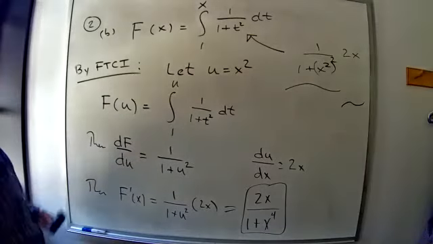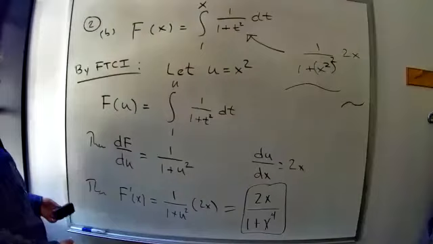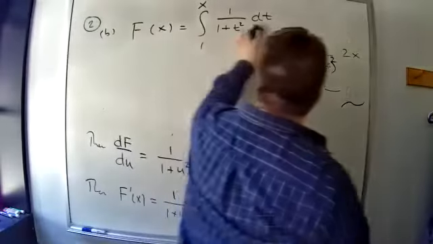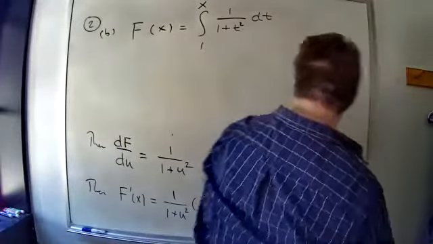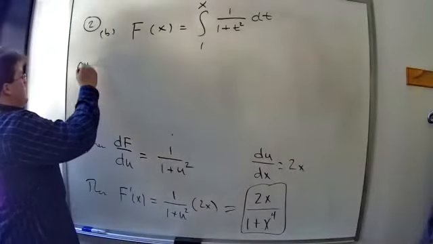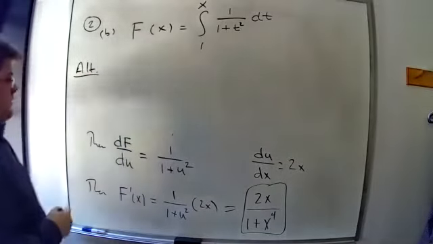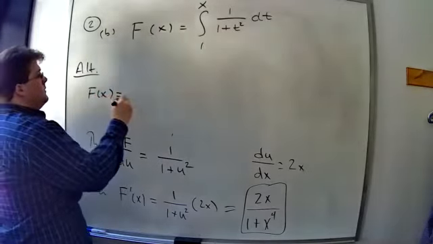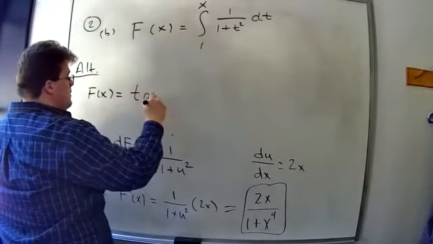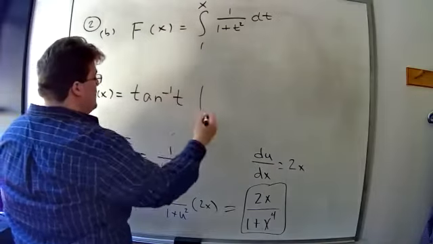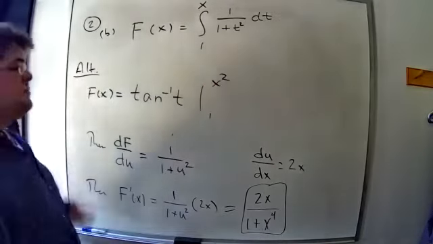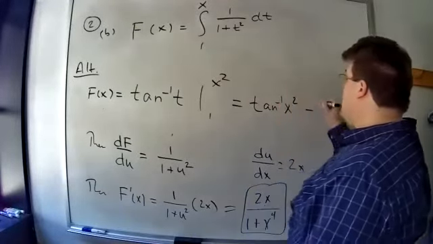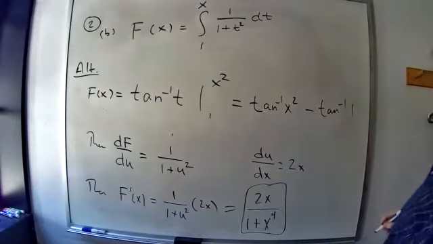But before we get there, let's see how we could get this same answer without using the first part of the fundamental theorem of calculus. So I'll say alternatively, we proceed as in part A, alternative. F of x is, we can take that integral using the second part of the fundamental theorem of calculus, the inverse tangent of t from 1 to x squared. Substitute 1 and x squared, you get the inverse tangent of x squared minus the inverse tangent of 1.